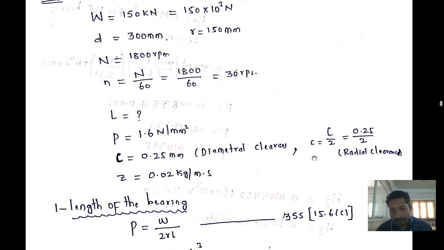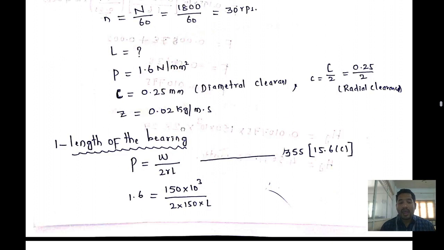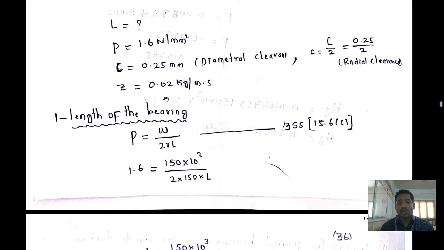Here, if you want to find the radial clearance, then you need to divide by 2. Small c is equal to capital C by 2. This capital C is the diametral clearance. So the diametral clearance is 0.25, divided by 2. Small c indicates the radial clearance, and the bigger C indicates the diametral clearance. And Z is the dynamic viscosity, already given in the problem as 0.02 kg per meter per second.